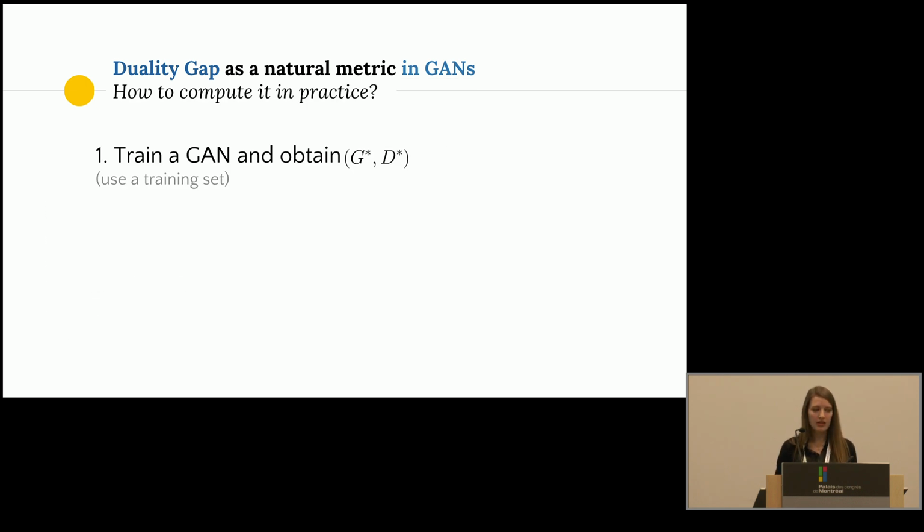This exactly leads me to the question of how to compute the duality gap in practice. The first step is to train again and obtain a pair of generator and discriminator that we want to evaluate. And for this, we use a training set.